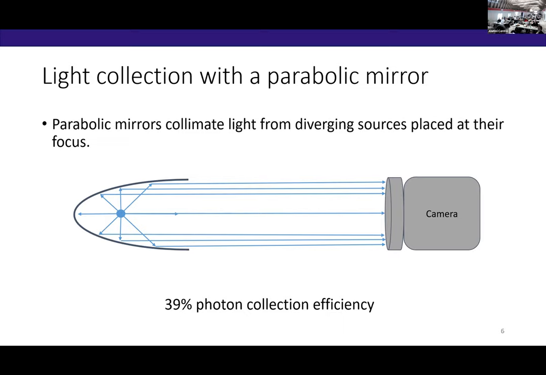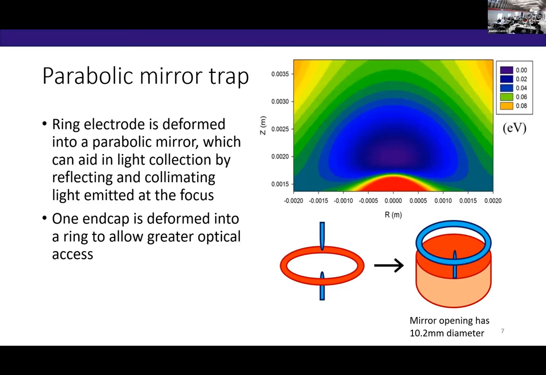We have a parabolic mirror trap which has a 39% photon collection efficiency, which you can see here. So what we've done to create this is we've deformed this RF ring into a parabolic mirror shape made of highly polished aluminum. The upper end cap electrode was deformed into a ring so it won't block our optical access. And then the lower electrode is a needle, which we can use to position the ion axially. I have an image of our potential over here. So in this plot, the shape of the mirror would be something like this, and the needle is sticking up right there. Our ion will be found about 25 mils away from the tip of that needle. Right here is our minimum where the ion will be caught, and then our photons are collected in this direction.